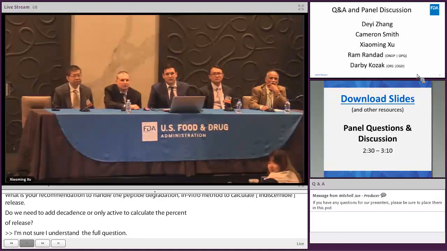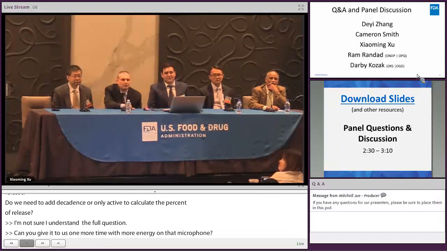What is your recommendation to handle significant peptide degradation in the dissolution method, an in vitro method, to calculate percent release? Meaning, do we need to add degradants or only the active to calculate the percent release?